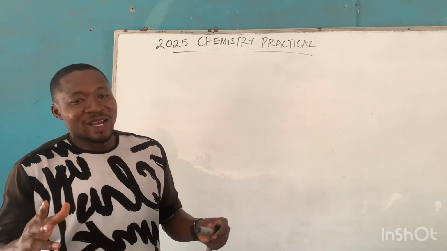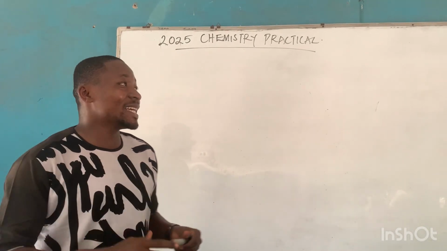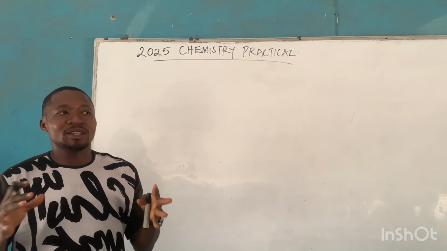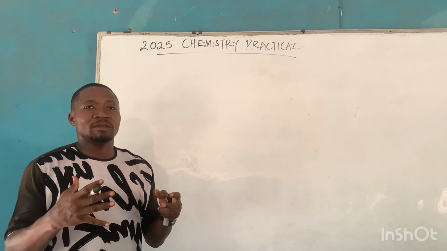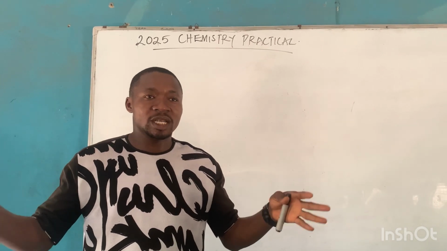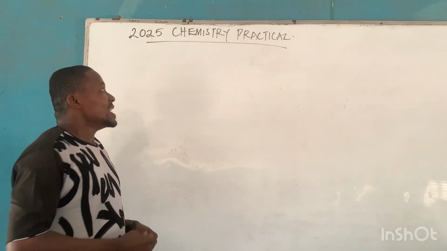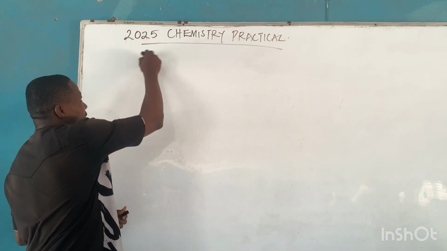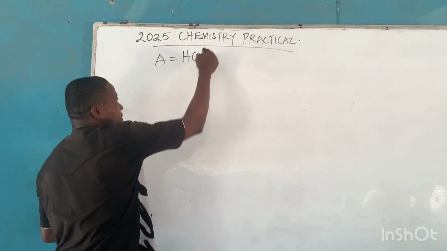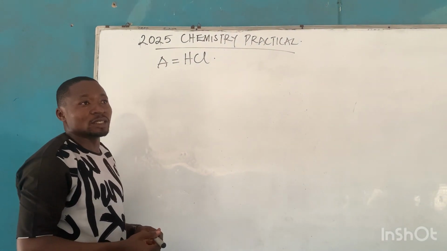Okay, we are here once again, and we'll be taking the 2025 chemistry practical. This year it took a lot of time before the practical slip was circulated, but it's here right now. For our A, we are going to be using hydrochloric acid. That's the acid that we use in the titration.